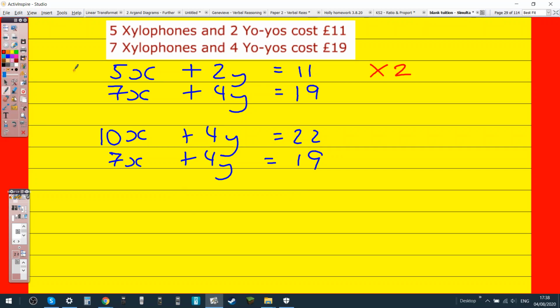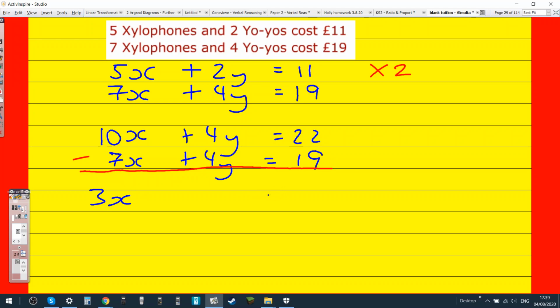Okay, so you have to take away 10 and 7. So it would be 3x. And then you need to do 17. So what would be the difference in price? The difference would be £3. So then you can turn it into 1x. So it would be £1.